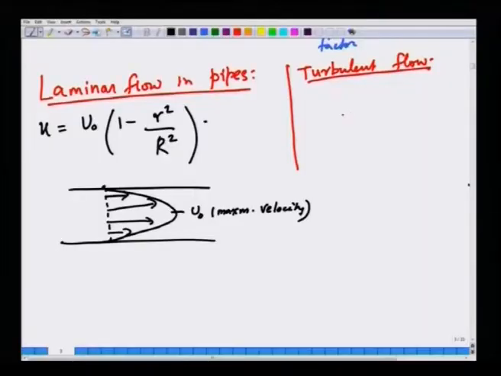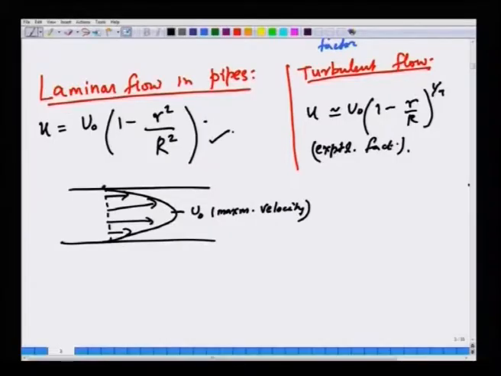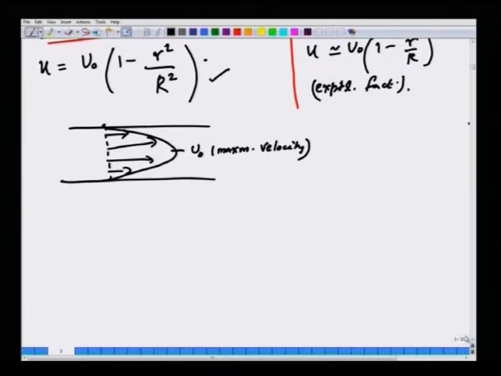While for turbulent flows, the velocity profile looks very different. u is approximately (1 minus r by R) to the power 1/7. This is an experimental fact; we cannot derive this rigorously from first principles, so we will take it as an experimental fact. Although we take it as an experimental fact right now, this will be derived later in the course when we do differential balances.